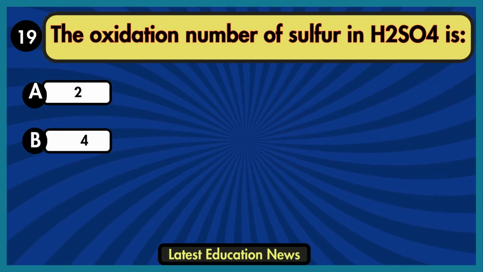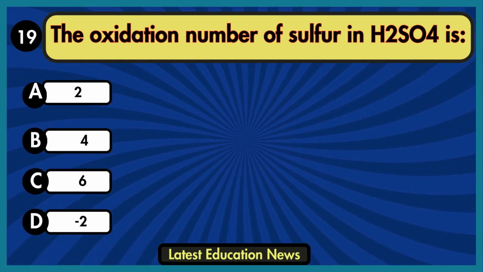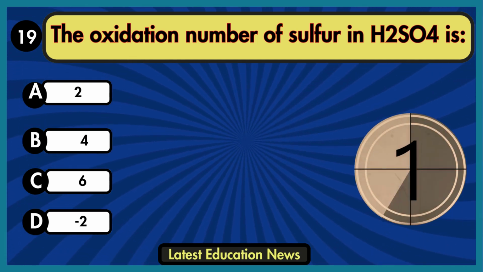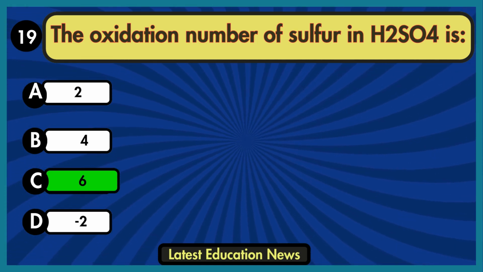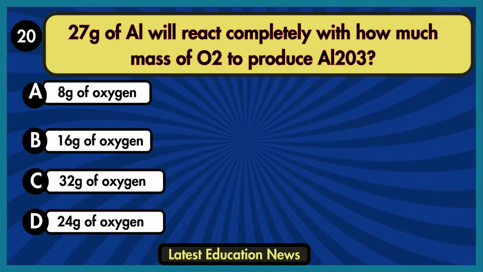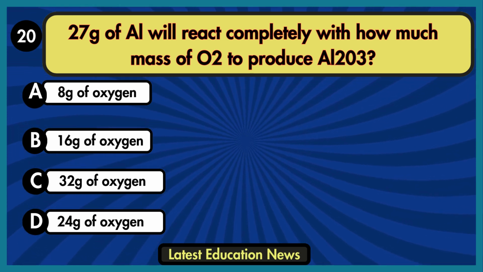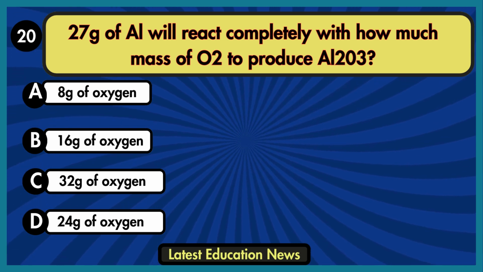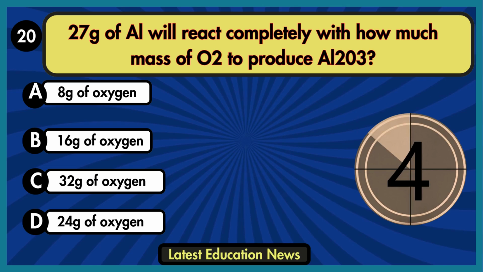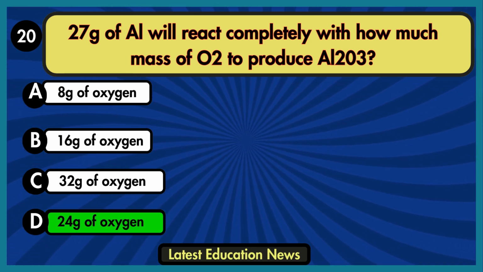The oxidation number of sulfur in H2SO4 is: A. 2, B. 4, C. +6, D. -2. The correct answer is option C, +6. 27 grams of Al will react completely with how much mass of O2 to produce Al2O3? A. 8 grams of oxygen, B. 16 grams of oxygen, C. 32 grams of oxygen, D. 24 grams of oxygen. The correct answer is option D, 24 g of oxygen.